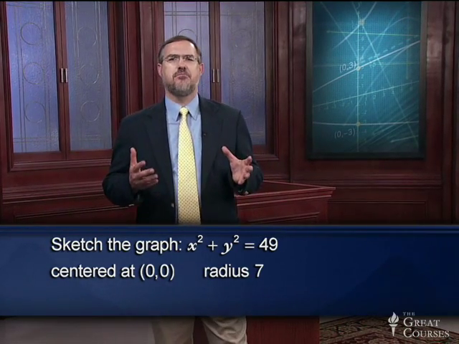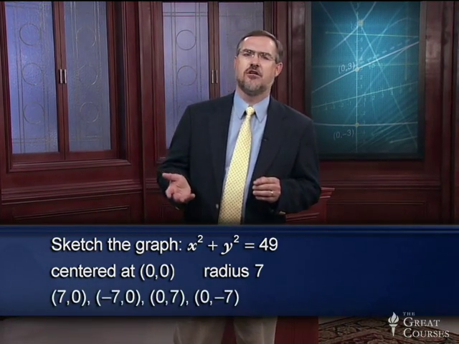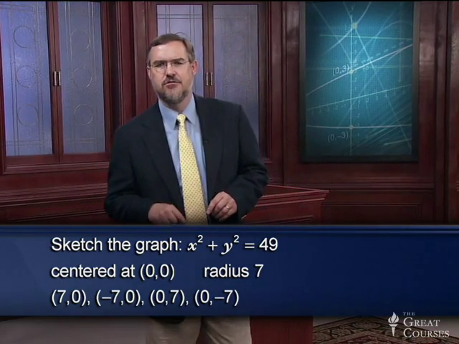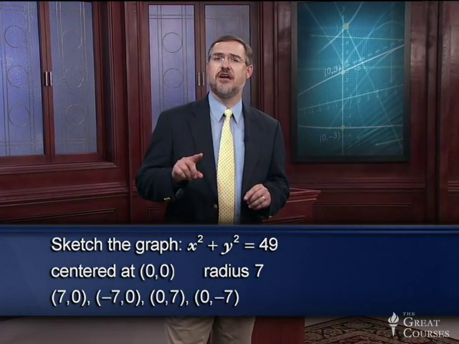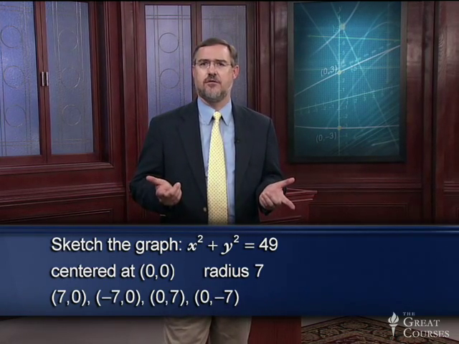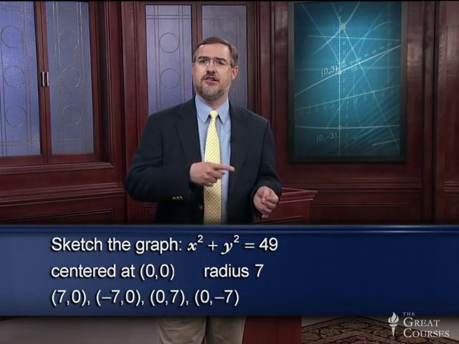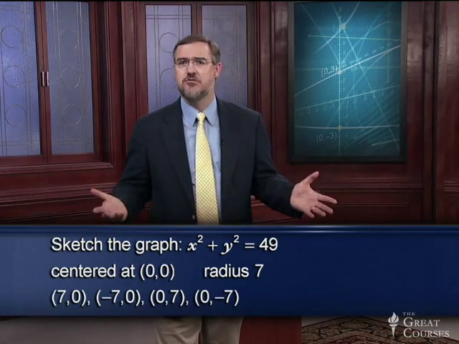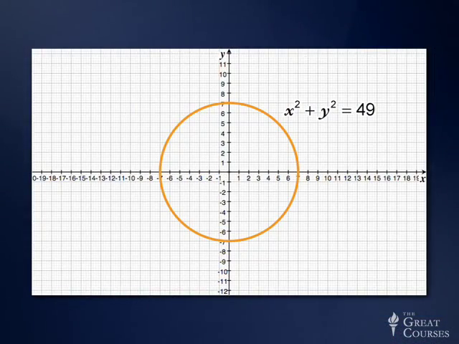So this means that points like 7, 0, and negative 7, 0, and even 0, 7, and 0, negative 7 are all on the circle. If you just plot those 4 points and just connect them in a nice way, you're actually going to get the circle that you want. Okay, let's look at another example pretty quickly.